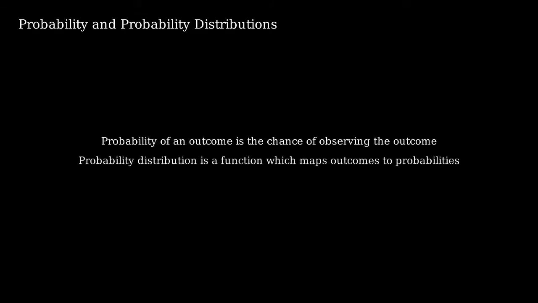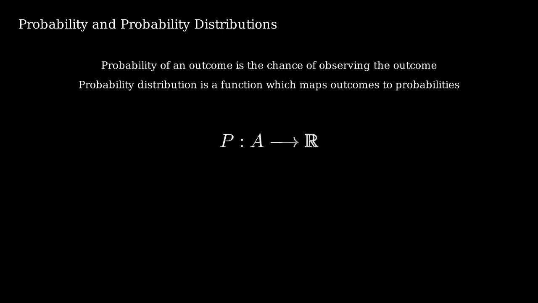We call the chance of an outcome its probability. You can think of probability as the relative frequency with which an outcome is observed. For example, 3 out of 4 times. You can also think of probability as a way to express a degree of belief in terms of a value between 0 and 1. A probability distribution is a function which maps the outcomes of random events to their probabilities.